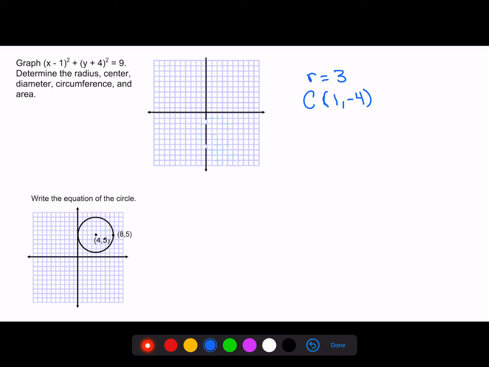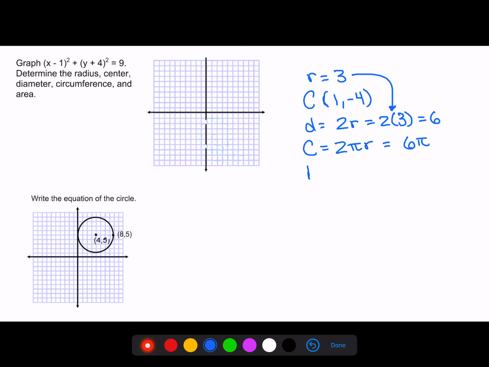Next, our diameter. Well, if our radius is 3, our diameter should be double that, so 2 times r, which is equal to 2 times 3, which is 6. And again, I got that 3 from right up here. After that, our circumference. Well, circumference is equal to 2 pi r. So circumference is equal to 6 pi in this case. Our radius is 3, 2 times 3 is 6, 6 times pi is 6 pi.